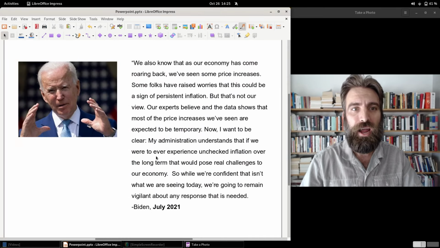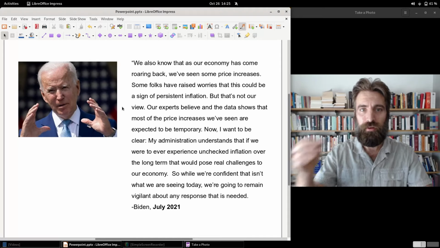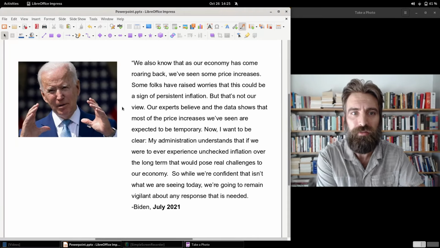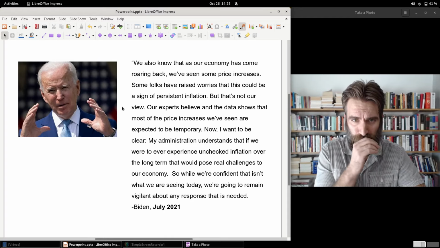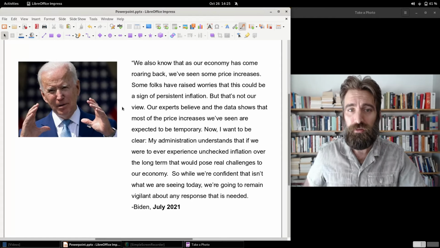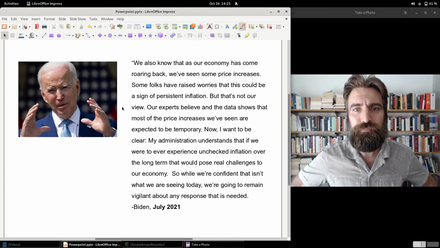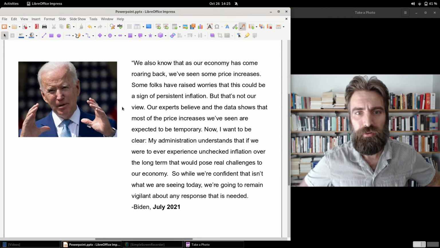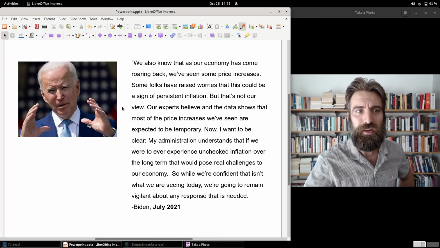This was in July. Biden was asked about inflation. He said, "We know that as our economy has come roaring back, we've seen some price increases. Some folks have raised worries. This could be a sign of persistent inflation. But that's not our view. Our experts believe, and the data shows, that most of the price increases we've seen are expected to be temporary."